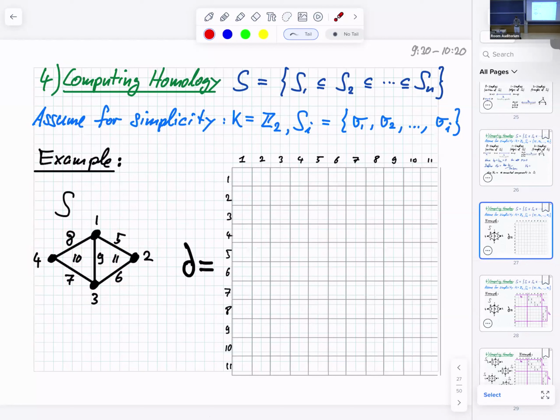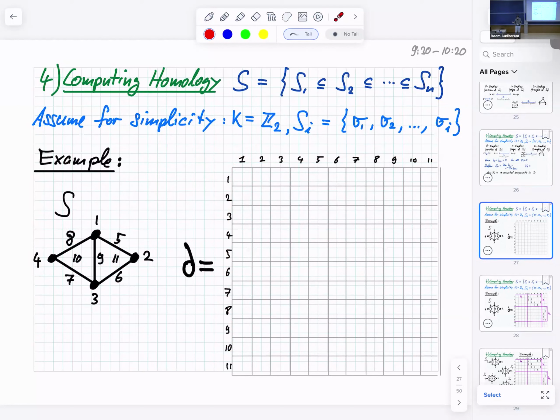So I want to define now my whole map delta. Let me put all the delta i maps into one big matrix. Let's write this down at once. Yeah, so delta zero, delta one, they will all be there. Okay. So can you help me?